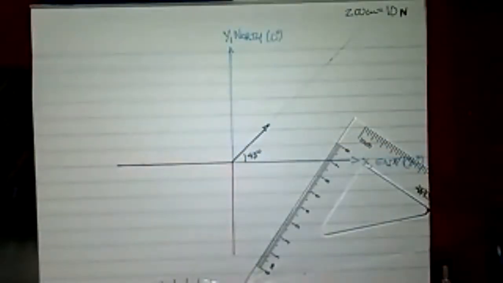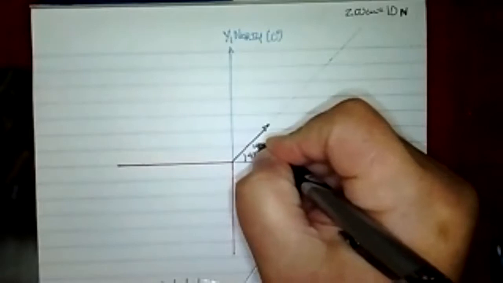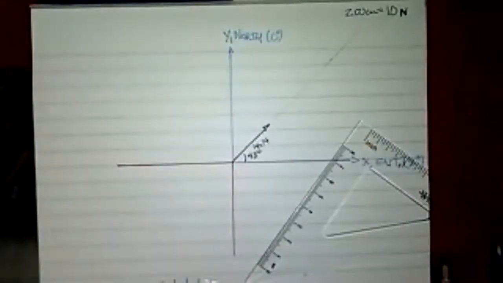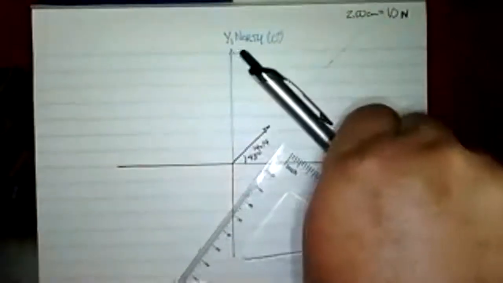Now the next one is vector B, and that's supposed to be 20 newtons at 30 degrees, but it says 30 degrees south of east. So I really need to go horizontal and then go down 30 degrees like that.